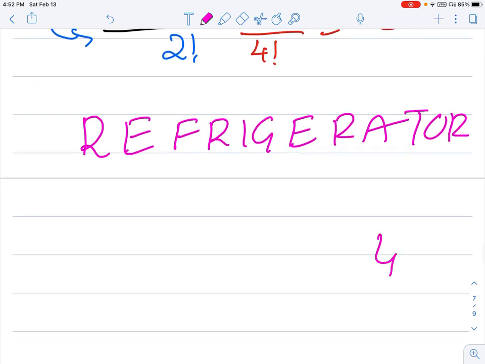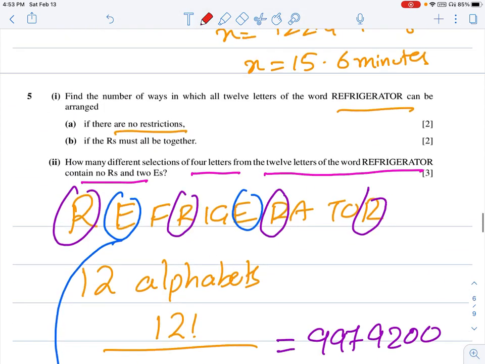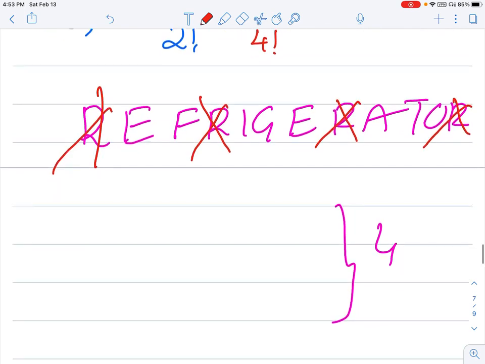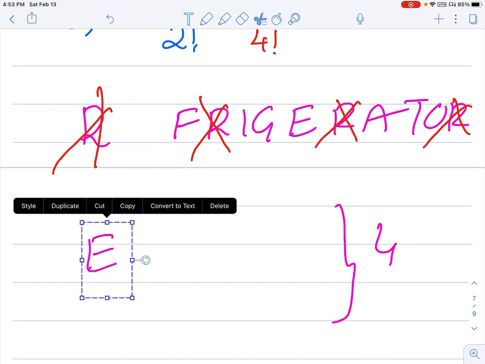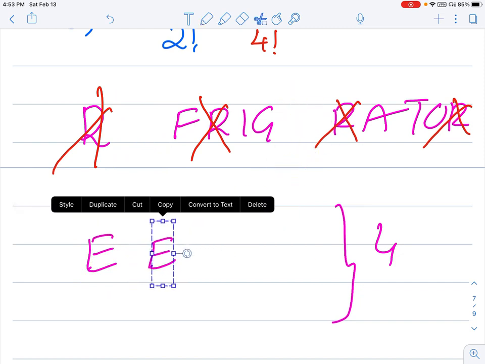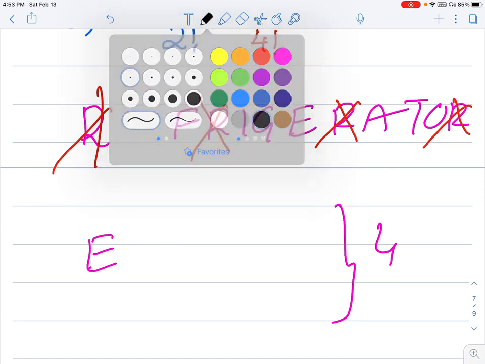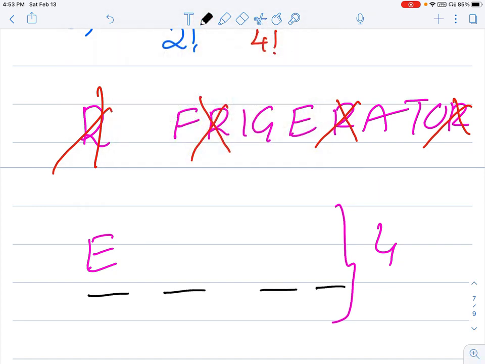I need to select 4. There should be no R's. So it contains, he says, no R's but contains 2 e's. So cancel the R and R. And 2 e's: this e and e, move them there. So I need to move this e over here. I need to move this e over here. So basically there are 4, right? 1, 2, 3, 4.